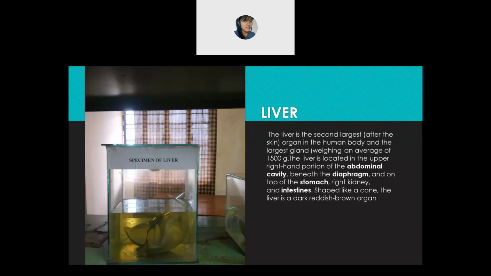Are you clear? Liver is the largest gland in the human body, and the weight of the liver is 1500 grams. The shape of the liver is cone shape, and the color of the liver is dark reddish and brown. And where does this liver lie? They lie on the right side of your abdomen, beneath the diaphragm, and at the top of your stomach. Okay, are you clear?